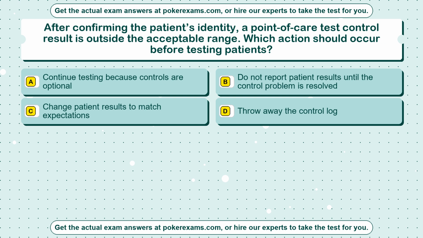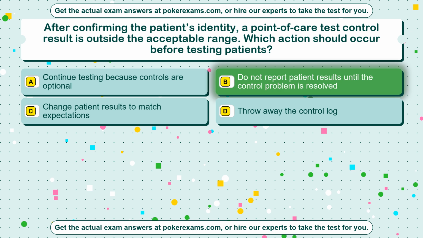Question 28. After confirming the patient's identity, a point-of-care test control result is outside the acceptable range. Which action should occur before testing patients? Option A, continue testing because controls are optional. Option B, do not report patient results until the control problem is resolved. Option C, change patient results to match expectations. Option D, throw away the control log.